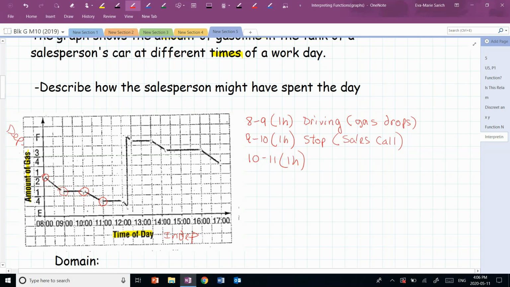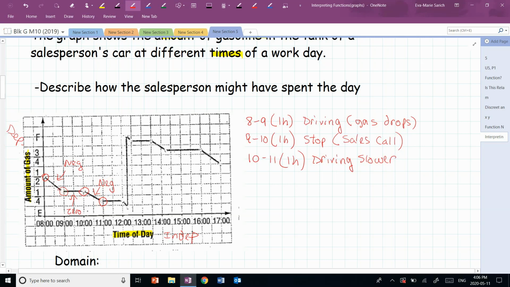Remember, slope, okay? This is a negative slope. This is a zero slope, and this one is also a negative slope. Now, it's not quite as negative as the first one. He is going to be driving, but he must be driving slower because there's less gas being used up.